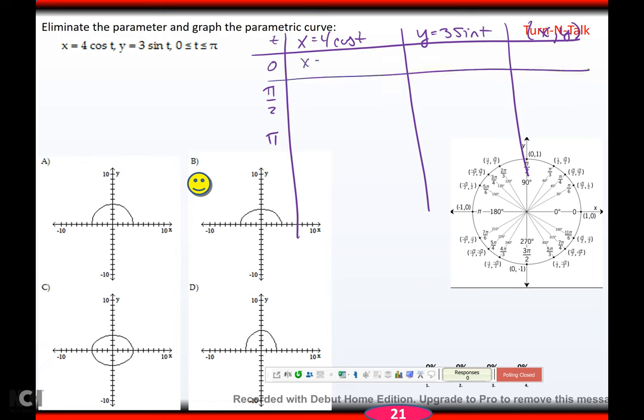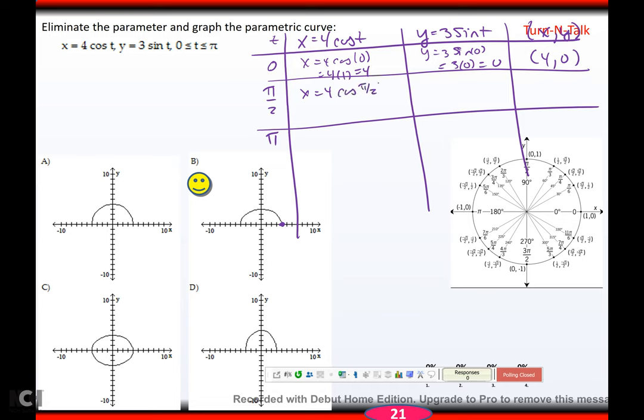At 0, we have X equals 4 cosine 0, which is 4 times 1, which is 4. Y equals 3 times sine 0, which is 3 times 0, which is 0. So that ordered pair is 4, 0. At pi over 2, x equals 4 cosine pi over 2, which is 4 times 0, which is 0. Y equals 3 sine pi over 2, which is 3 times 1, which is 3, so that ordered pair is 0, 3.